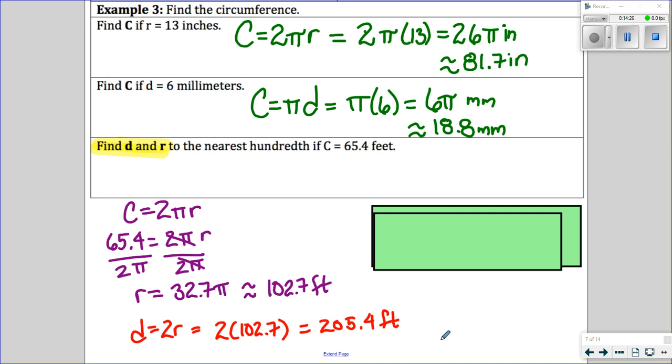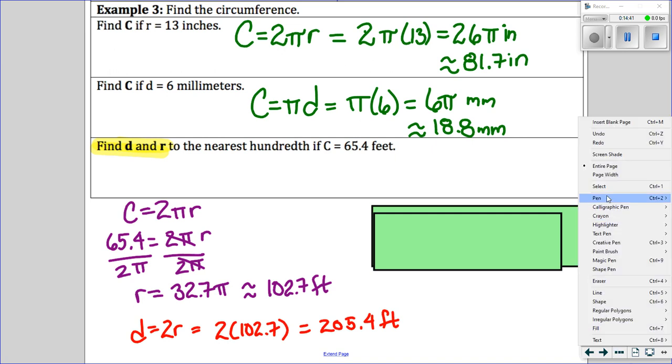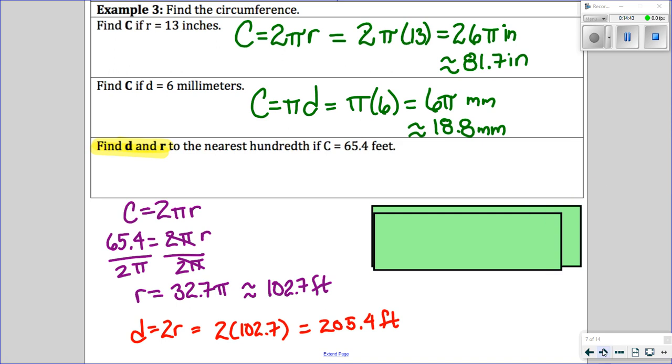So there you go. I found R and I found D. But again, if you did the D first, then you would use C equals pi D, and then do half of D to find your R. Right. So let's go on to the next.